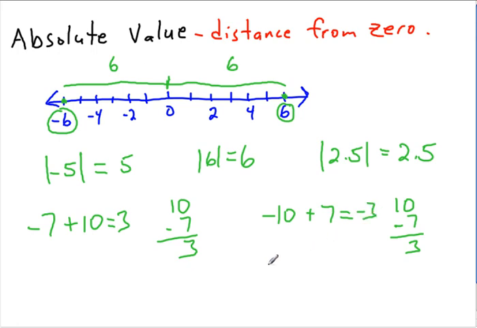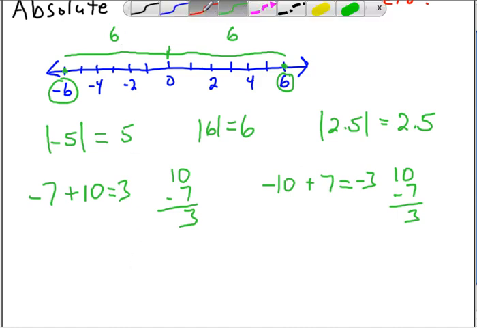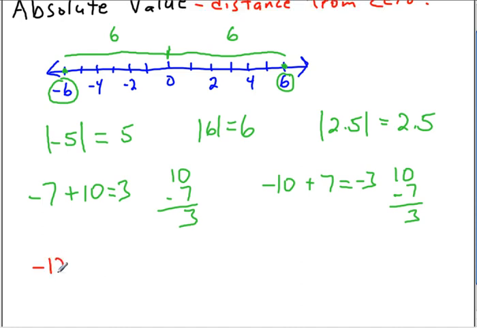Okay, we'll try that a couple times. Let me use different colors so we know we're on a different example. So if I was going to do negative 12 plus 5, pause that, give it a shot. We're going to do absolute value, so 12 minus 5. We're going to get 7. Now the larger number was negative, so our answer will be negative.